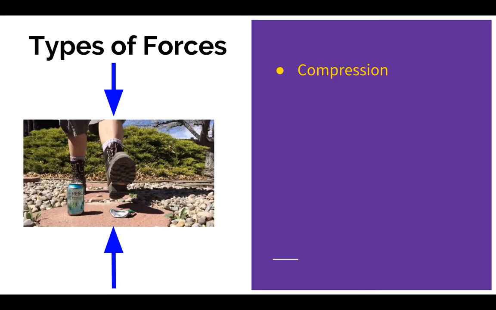Okay, so there's a bunch of different types of forces. I want you to write this down. You do not need to draw the picture, just write down some notes on what it is. The first kind of force is compression. For example, when you stomp on a can, you're applying a force downward against the ground, so you're smushing that, compressing that can. So compression is a type of force when the two forces go together.